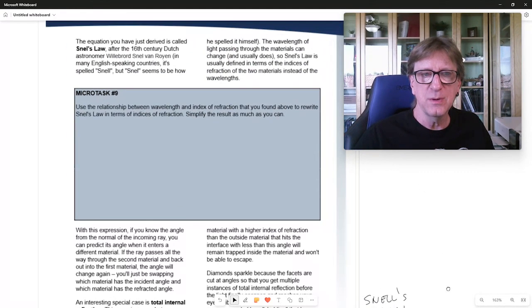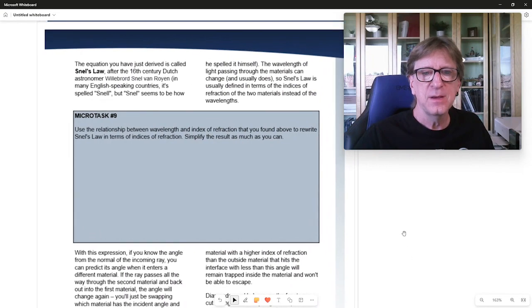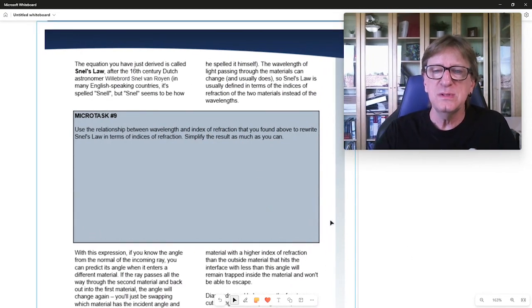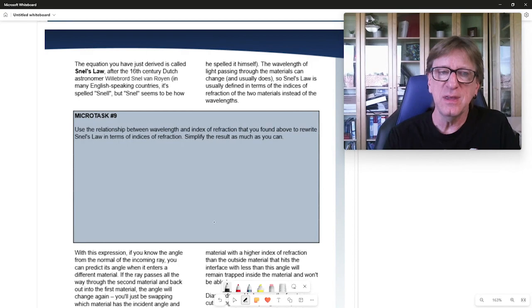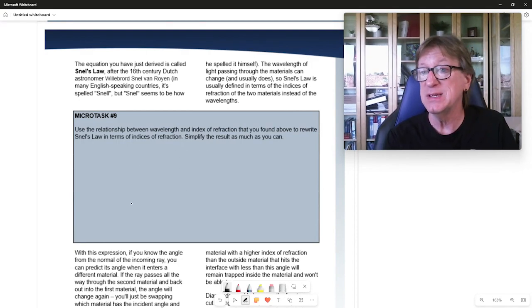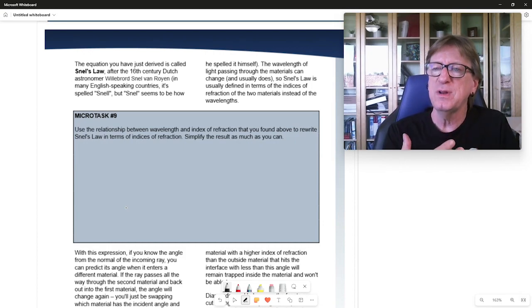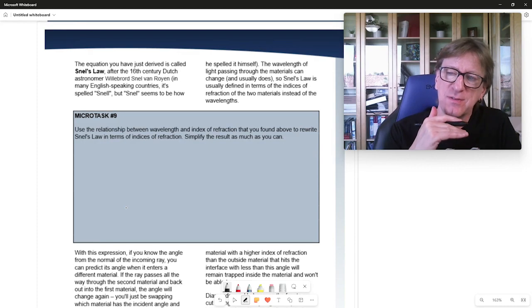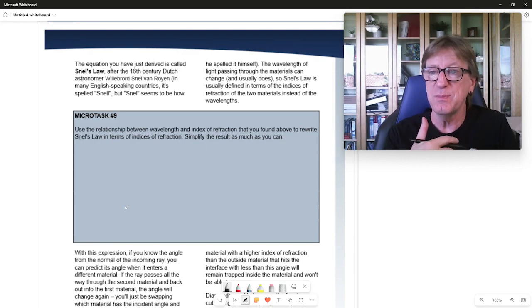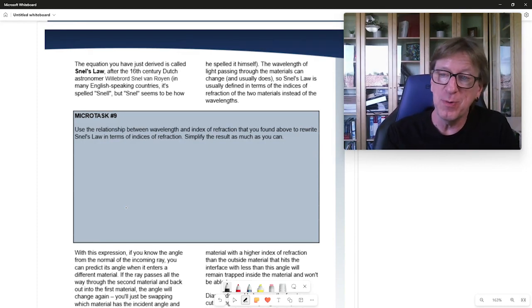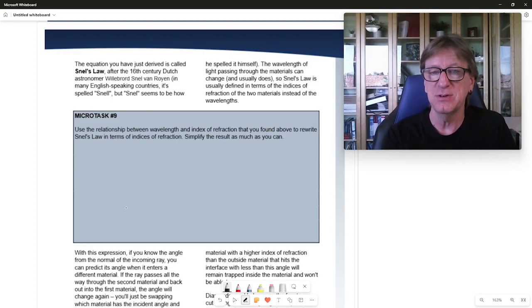Let's scroll down to where we can see it. So we want to use the relationship between the wavelength and the index of refraction to rewrite Snell's law in terms of indices of refraction, because most of the time that's what we're interested in. We're not really going to be able to measure what the wavelength of light in the material is. We may know what we sent out, but we probably aren't going to know what came in. But we are going to know what the index of refraction of that material is, because we can look that up.